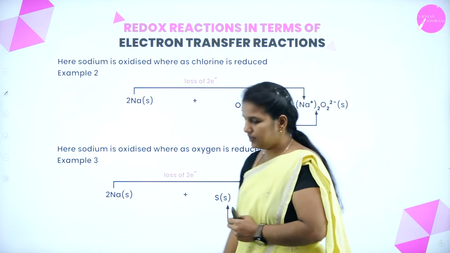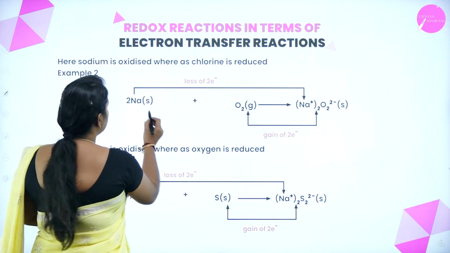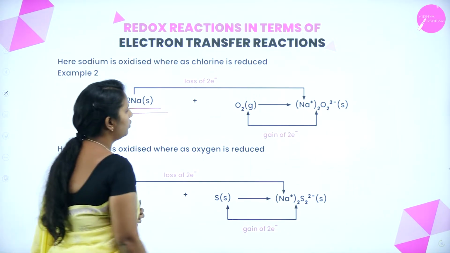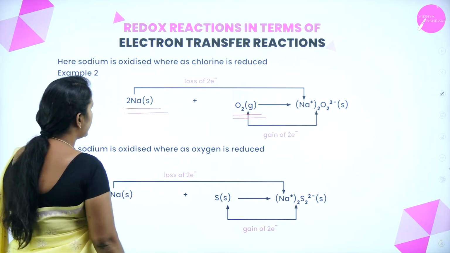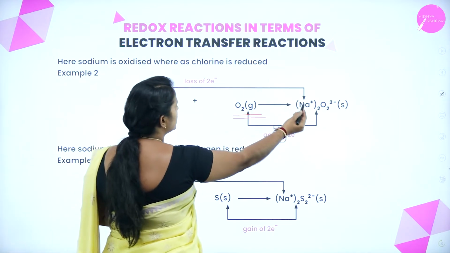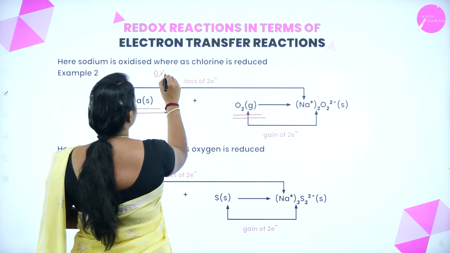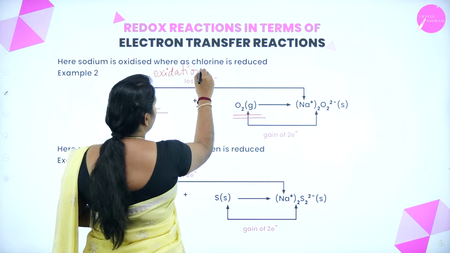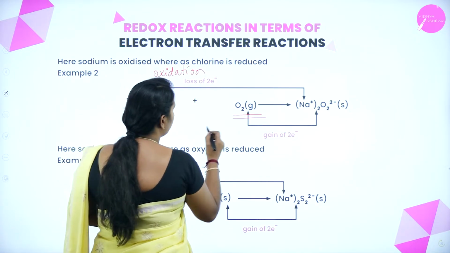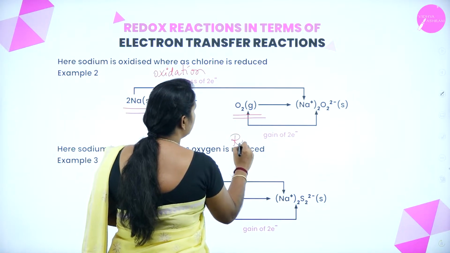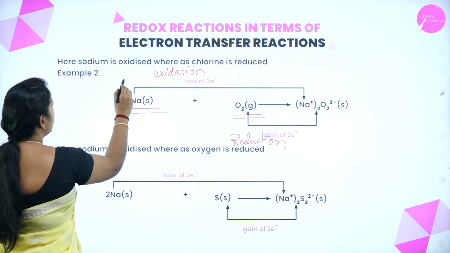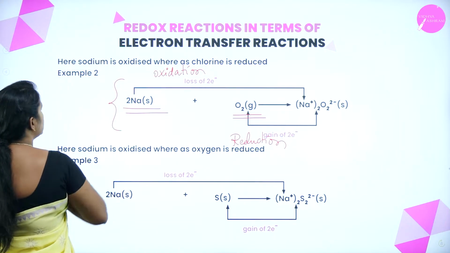Next, we'll have another example. This is sodium metal which is allowed to react with oxygen, forming sodium oxide. Here again the sodium loses electrons, so it is oxidation. And here oxygen is accepting the electrons, so we can say that it is reduction. So both oxidation and reduction are taking place, hence it is an example of a redox reaction.